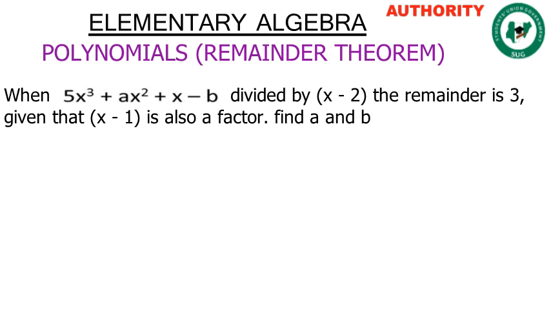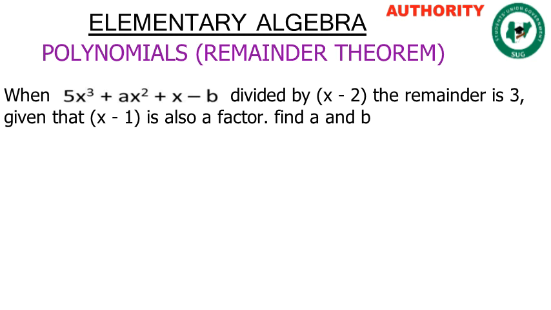Alright, now let's continue. We have two factors here. We have x minus 2 and then x minus 1. And you discover that when our function is divided by x minus 2, it leaves a remainder 3. And when our function is divided by x minus 1, it leaves a remainder of what? 0.